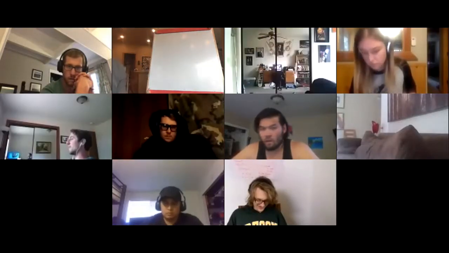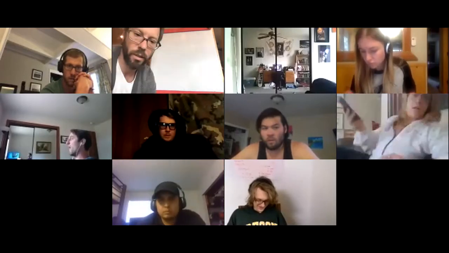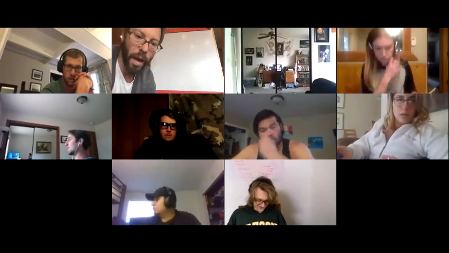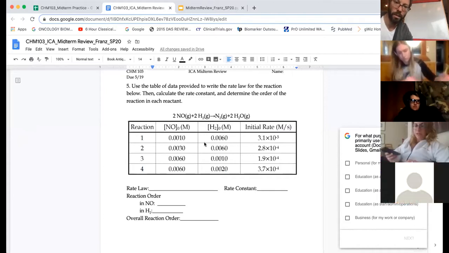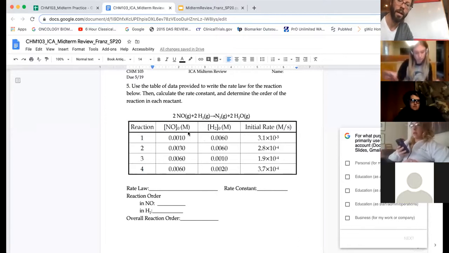And to do that, we have to, well, actually, let me go back. We have to compare the values, the concentrations of these reactants, and look at, from one reaction to the next, how it changes on one reactant when the other reactant stays constant, and see what happens to the initial rate as a result.